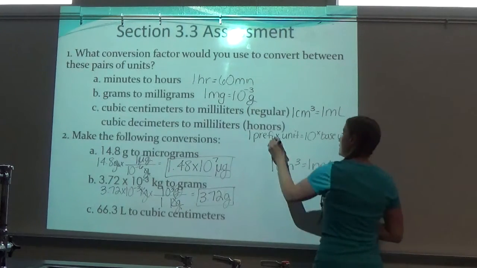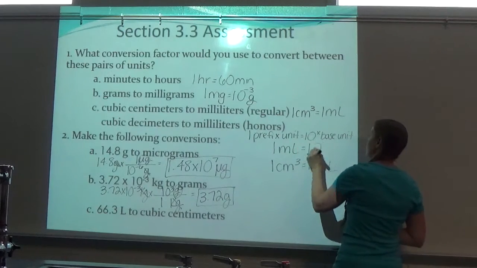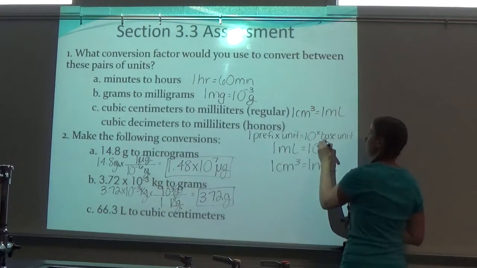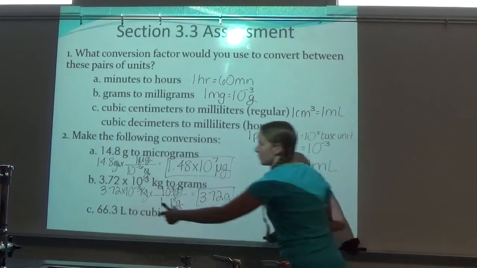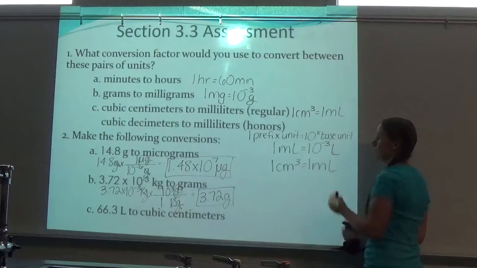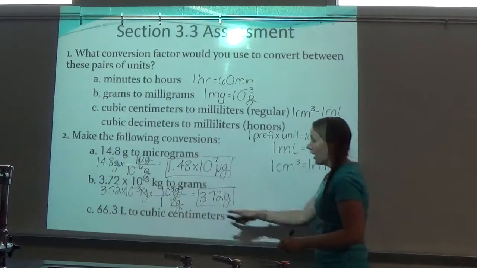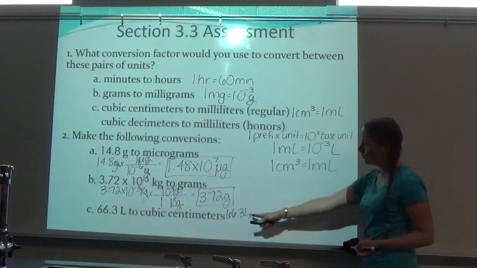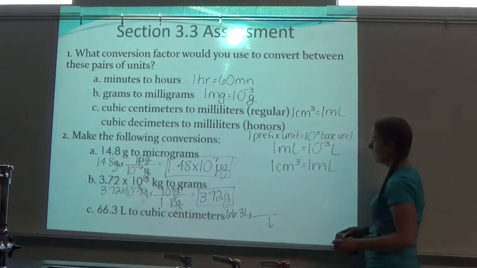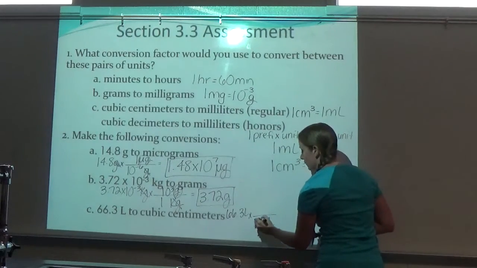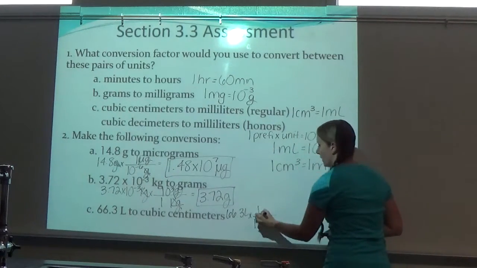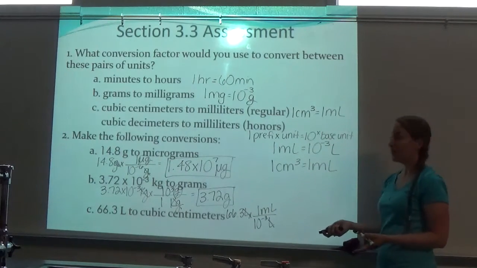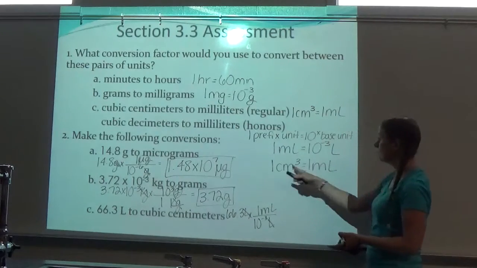So 1 prefix unit, or 1 milliliter, equals 10 to the x base unit. If you look at milli, it'll tell you 10 to the negative 3, and your base unit for milliliters is liters. So for this bottom one, I'm going to have to do 2. I start with my 66.3 liters. Golden rule says if liters is on top, liters goes on bottom. How many? 10 to the negative 3. And that equals 1 milliliter. So liters cancel. I'm left with milliliters, but that's not what I want. I want cubic centimeters, or centimeters cubed.